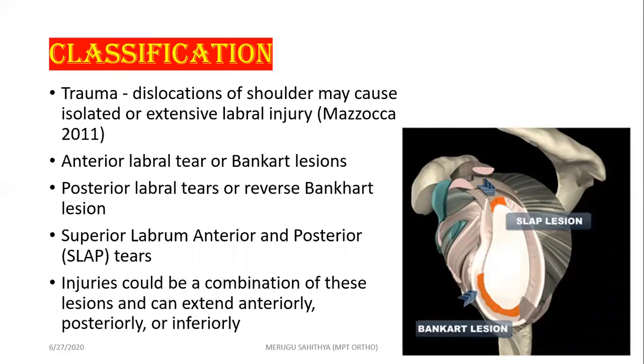So the next thing, coming to the classification of glenoid labrum injuries: either due to direct trauma, the dislocation of the shoulder may cause isolated or extensive labral injury. The other classification includes the anterior labral tear, known as Bankart lesion, posterior labral tears, or the reverse Bankart lesion, and SLAP lesion, that is the superior labrum anterior and posterior tears. Injuries could be a combination of these lesions and can extend anteriorly, posteriorly, or inferiorly.